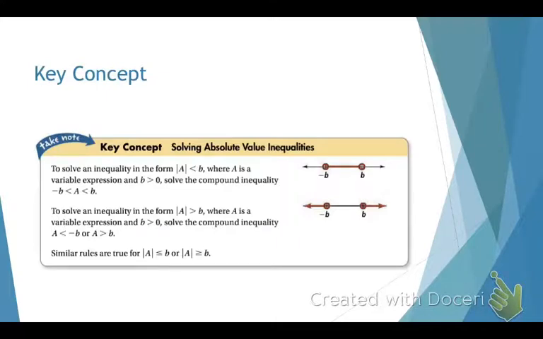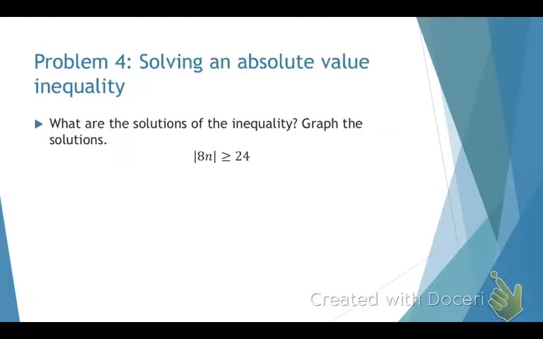When we have absolute value is greater than b, where b is still greater than 0 in both of these, we are going to create a compound inequality with the word or, where a is less than negative b or a is greater than b. Okay? The same rules or similar rules are true if you have the or equal to sign. So let's take a look at what this looks like here.